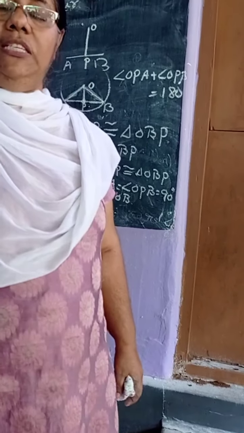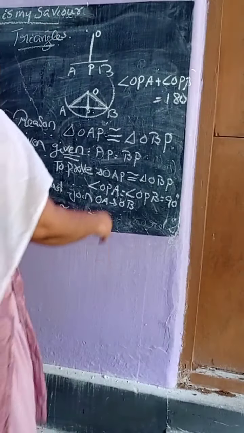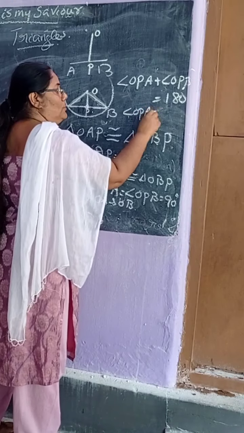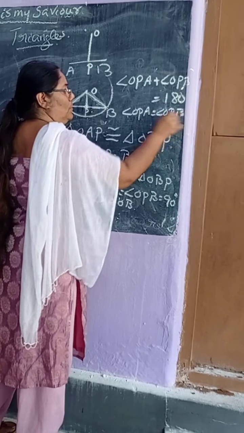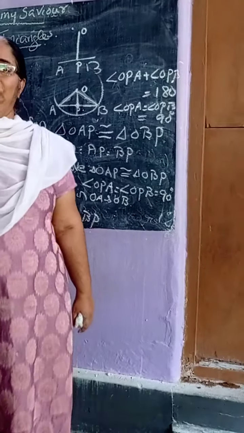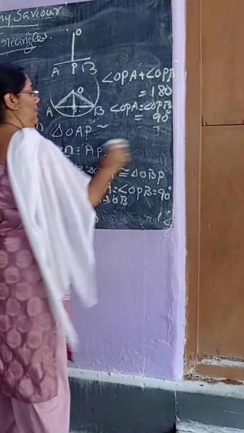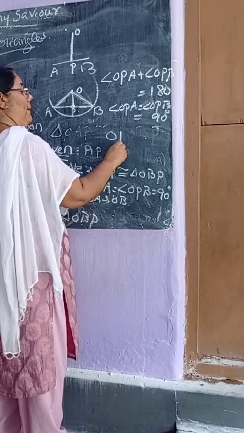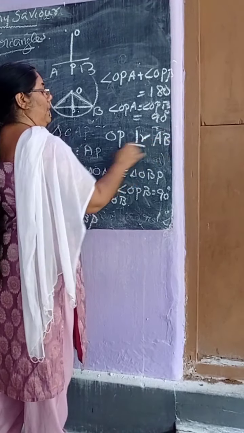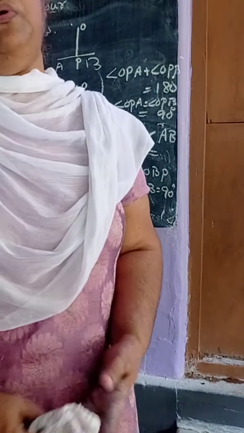And from the congruency theorem, we can say that corresponding angles are equal, so OPA is equal to OPB equal to 90 degree. That is why 90 plus 90 you will get 180. That means OP is perpendicular to AB. This is the notation: OP perpendicular to AB. Hence proved. OP is perpendicular to AB, hence proved. Okay, do that.